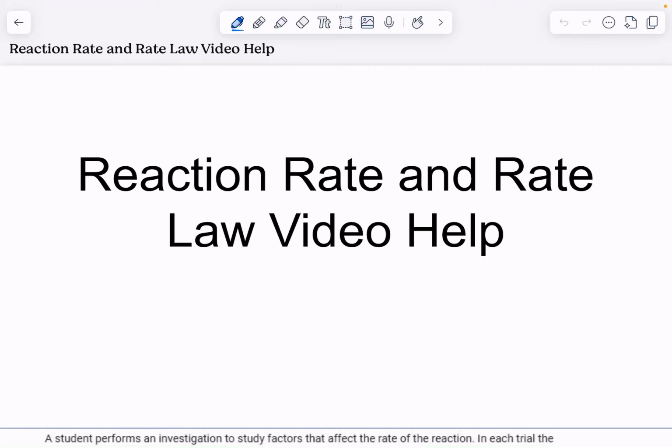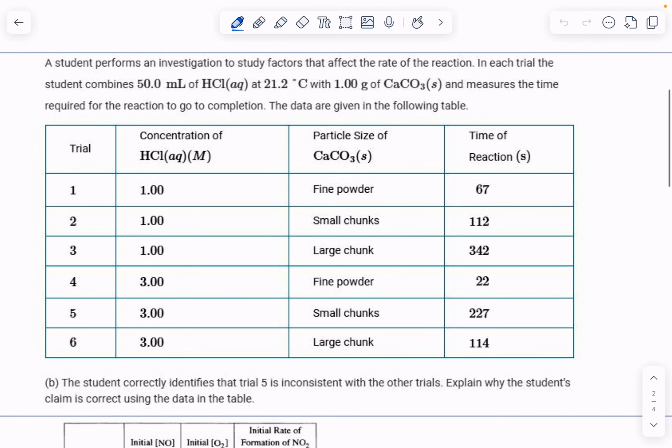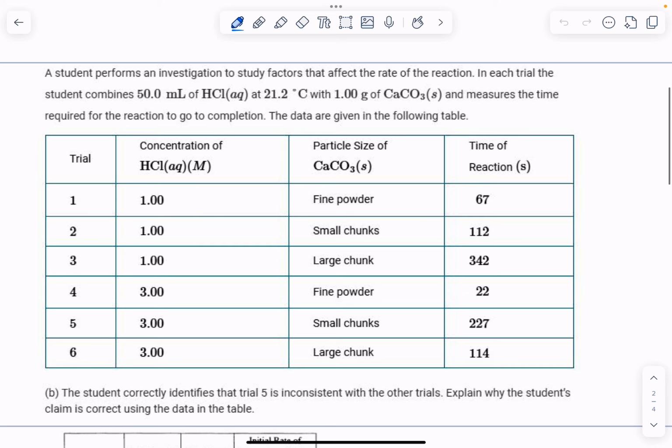All right, guys, in this video, we're going to be looking at some reaction rate and a rate law question. We got a short answer and a multiple choice. So in this one, we're going to be looking at reaction rate. The question says, a student performs an investigation to study factors that affect the rate of a reaction.